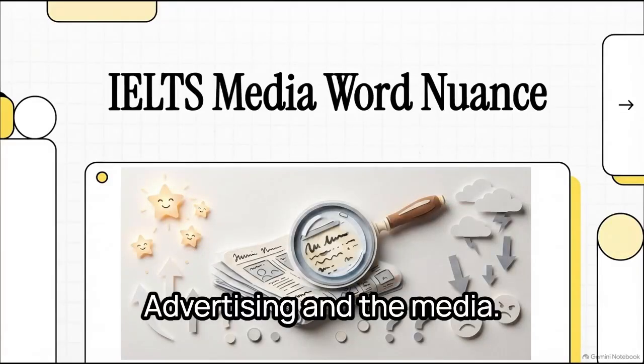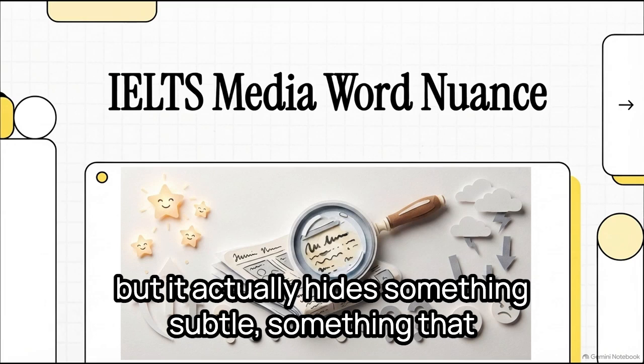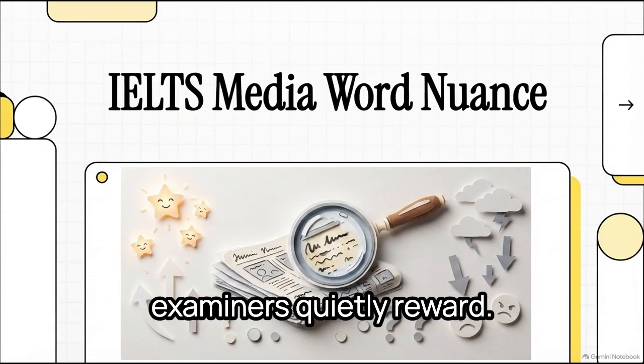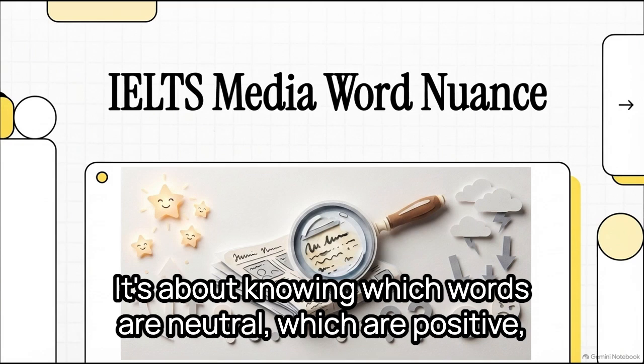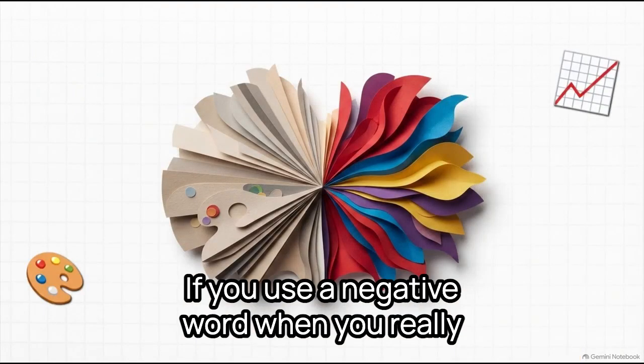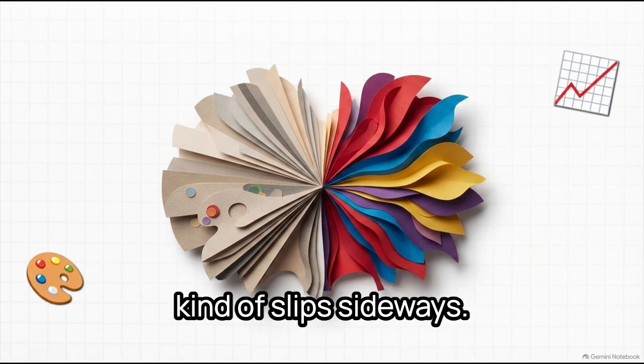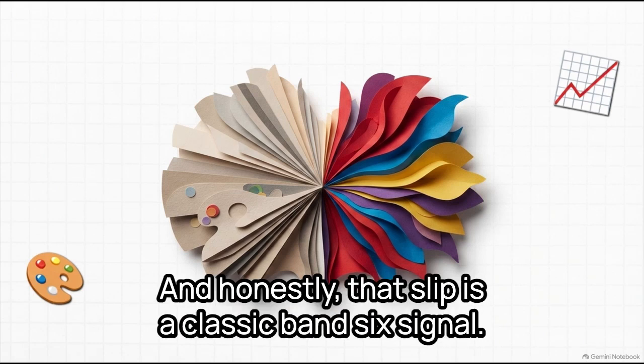Advertising and the media. It's a classic topic in both speaking and writing, but it actually hides something subtle, something that examiners quietly reward. It's about knowing which words are neutral, which are positive, and which are negative. If you use a negative word when you really meant a neutral one, your whole meaning just kind of slips sideways. And honestly, that slip is a classic Band 6 signal.